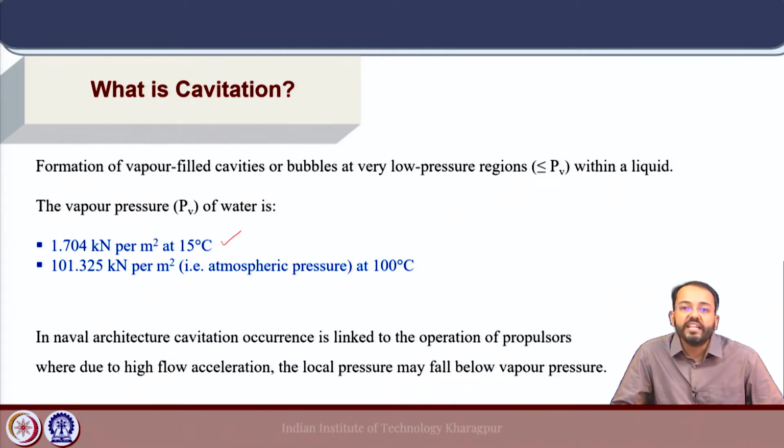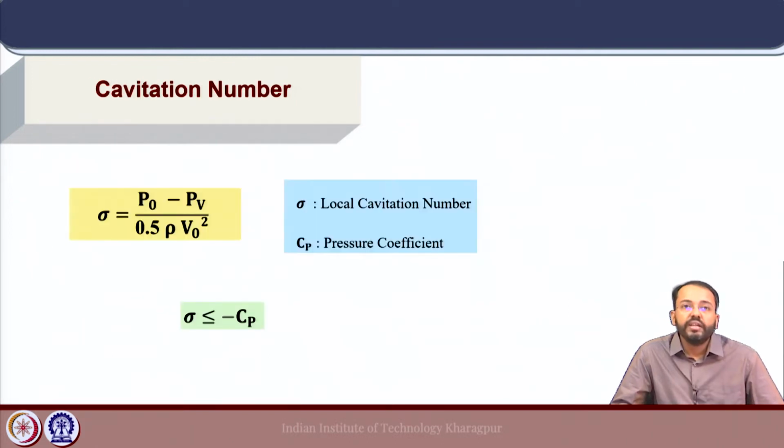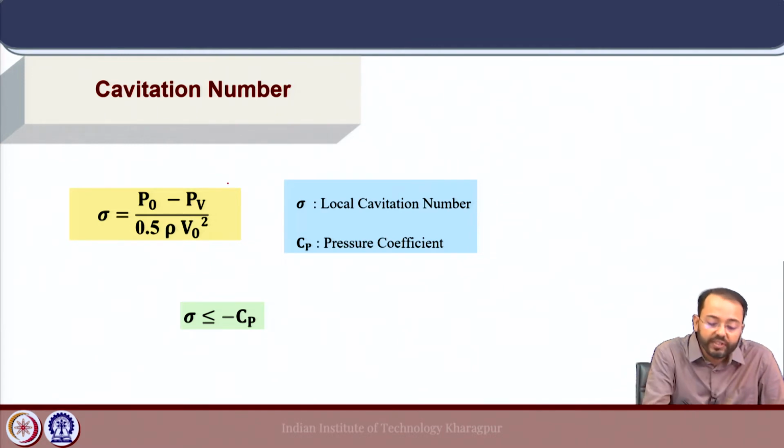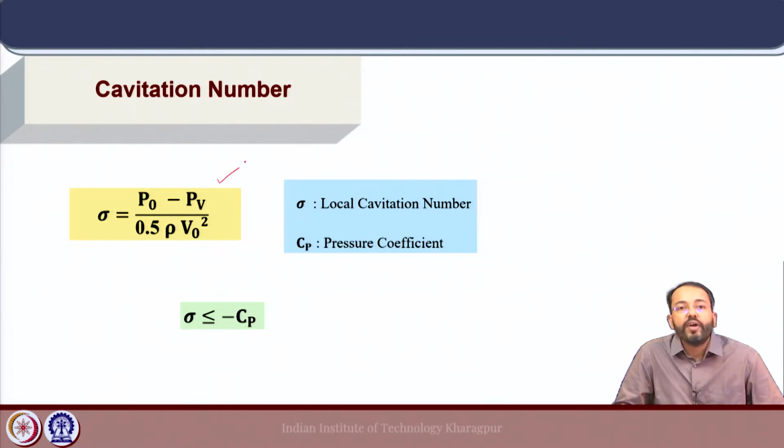So, due to very high velocities on and around the propeller blade, it can happen that the dynamic component leads to the fall of the local pressure at any point or a region below the vapor pressure, and cavitation may occur. And we have already defined the cavitation number using this expression, where P0 is the reference pressure and PV is the vapor pressure at the particular temperature.